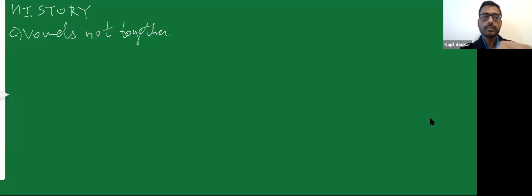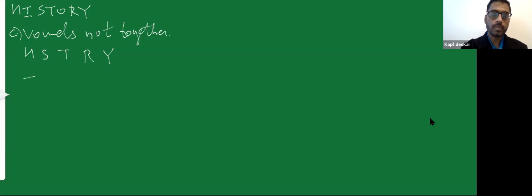Simple. I don't want vowels to be together, so I'll forget my vowels. What is left? H, S, T, R, and Y. 1, 2, 3, 4, 5. 5 letters are remaining. So 5 letters can be arranged in how many ways? 5 letters can be arranged in 5 factorial ways.